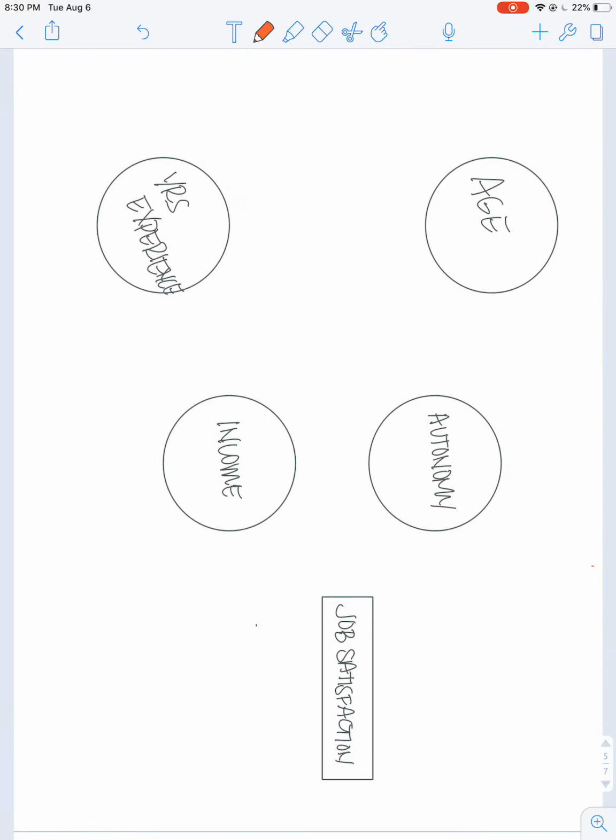Hi, so tonight we're going to look at this path analysis that's going to look at the various factors that relate to job satisfaction among 30 nurses. So our first layer is going to show a relationship between the years of experience and the predictor of income.